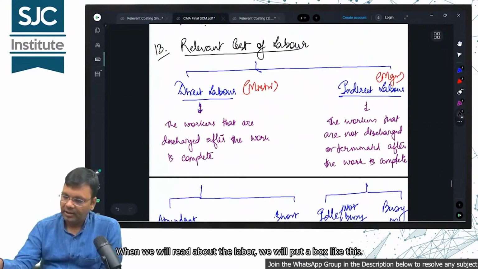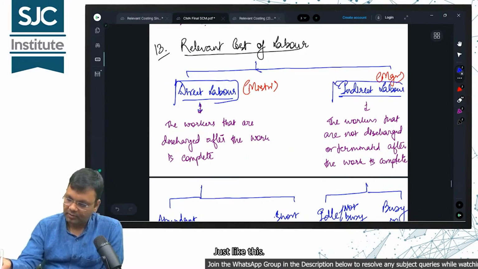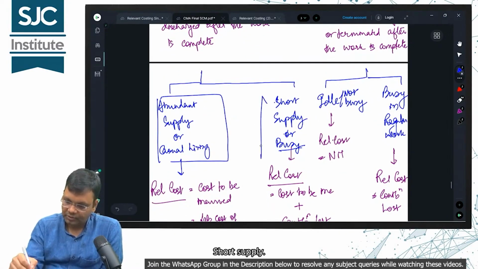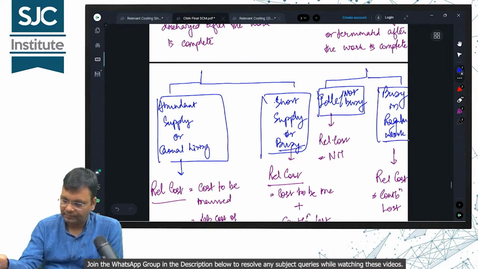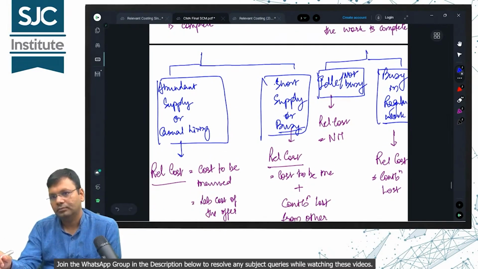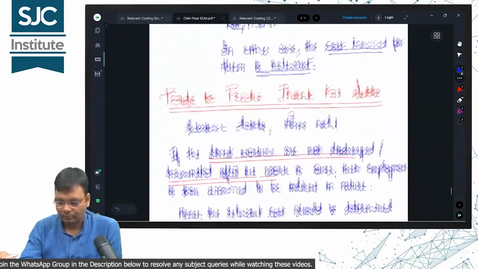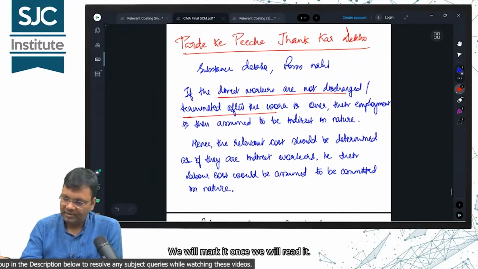When we read about the labor, we will put a box like this. Am I clear? Just like this. We will outline it. Short supply. As you read, put it in the box. We will mark it once we have read it.